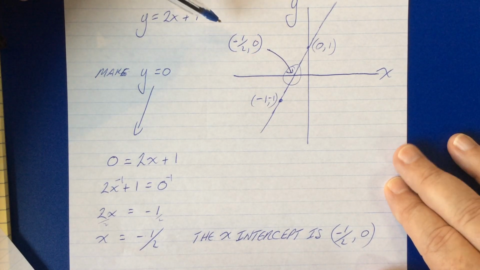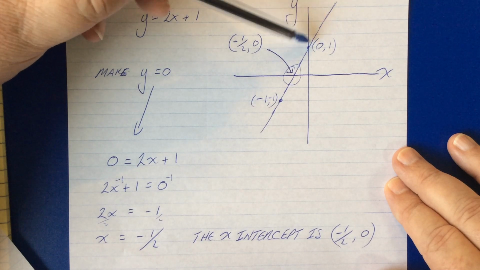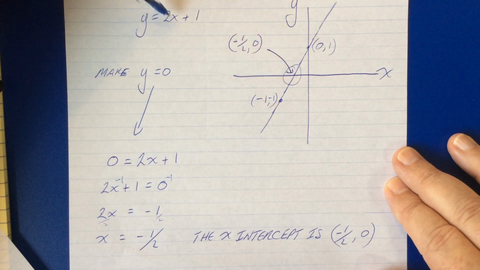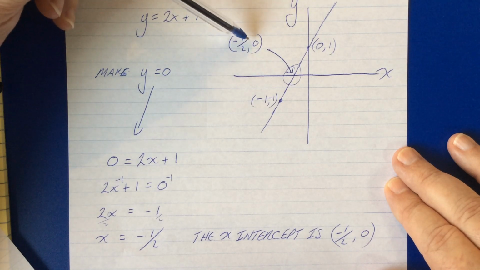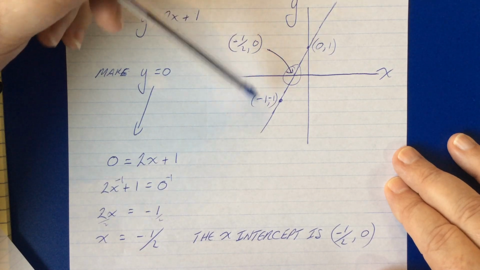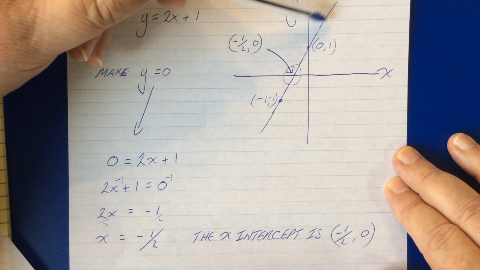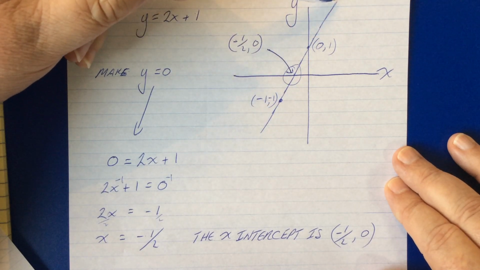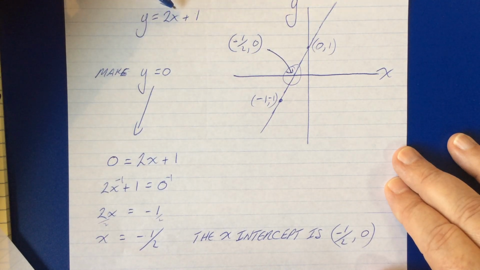So what have we found? Well, we found the gradient, which was 2. We found the y-intercept, which was 1. We've found the x-intercept, which was negative 1/2, 0. And that is everything that you need to draw this line from this equation.